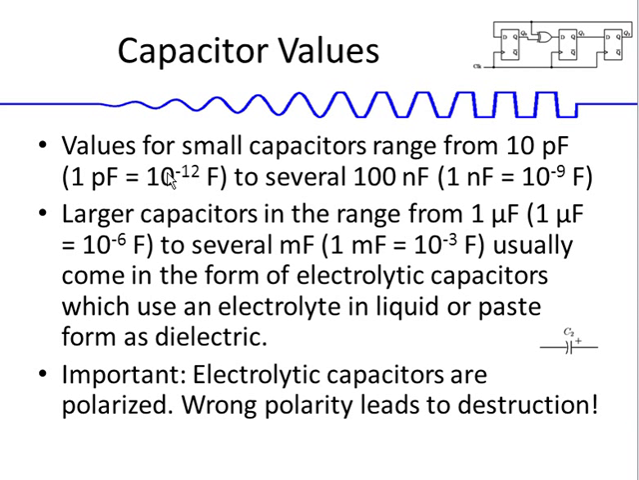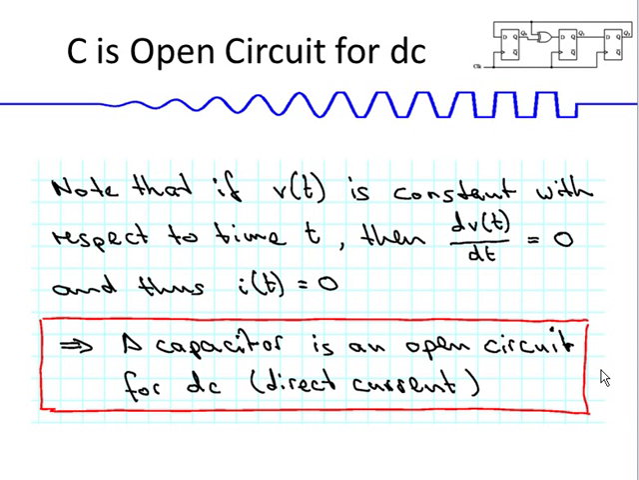And they usually come in the form of electrolytic capacitors, which use an electrolyte in liquid or paste form as dielectric. What's important to know is that electrolytic capacitors are polarized, and they will not work properly with the wrong polarization, and they can actually be destroyed with the polarization being wrong. So when you build something with electrolytic capacitors, make sure you pay attention to the polarity of the capacitor.